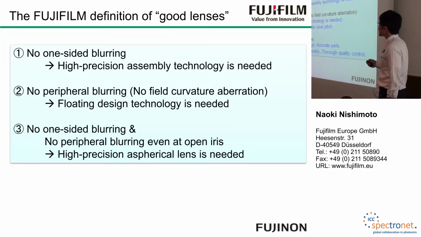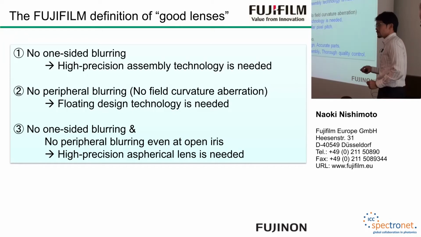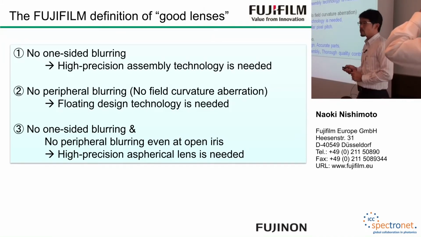First, high precision assembly technology is needed. Second is floating design technology. It's a bit complicated for our optical designers, especially for small pixel pitches. And the third point, we need total ability: design, accurate parts and high precision assembly. And an important one is thorough quality control.